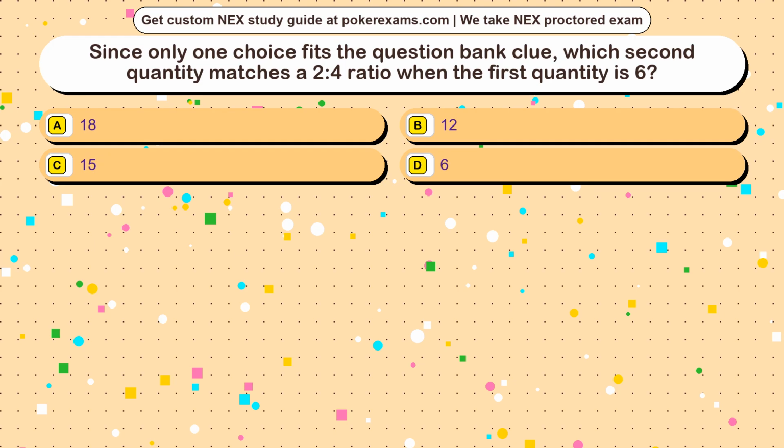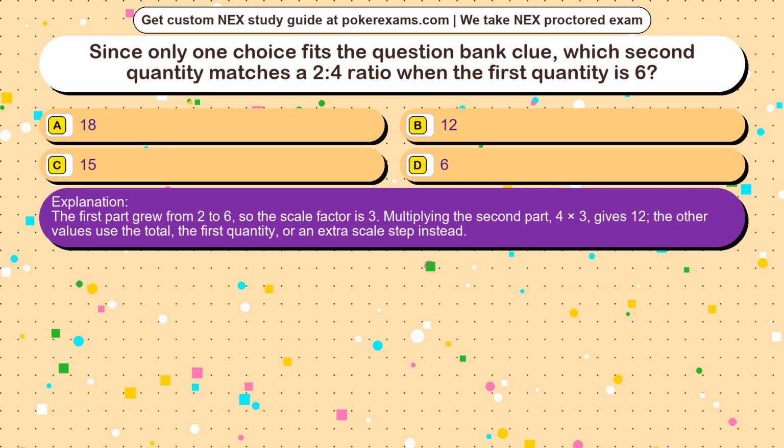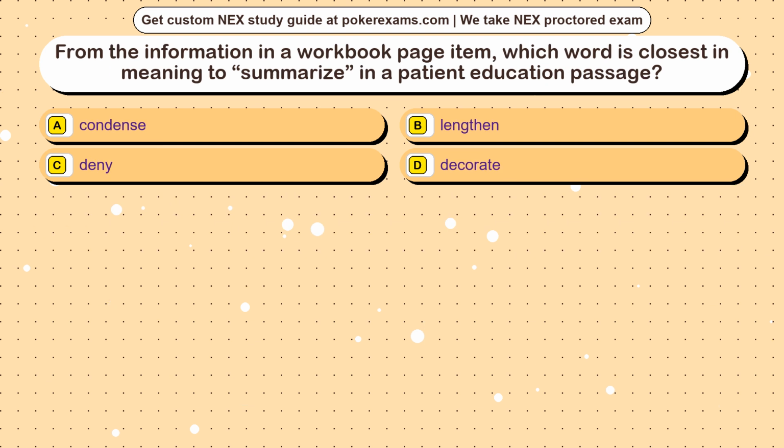The correct answer is option. The first part grew from 2 to 6, so the scale factor is 3. Multiplying the second part, 4 times 3, gives 12. The other values use the total, the first quantity, or an extra scale step instead.